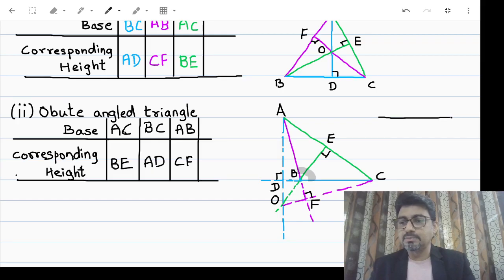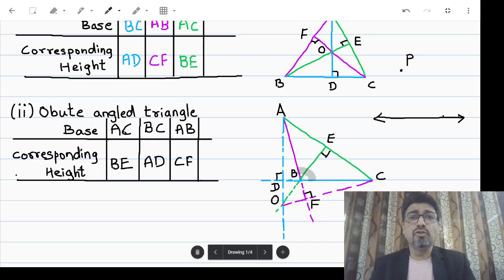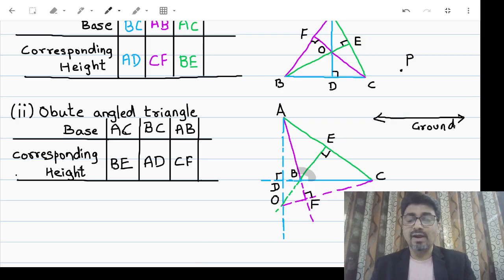If I consider this particular ground and I have a point in the air, let's say point P. Okay, now this is the ground line, base line. I have to find the height of P from the ground. This is my ground. I have to find the height of point P from the ground.